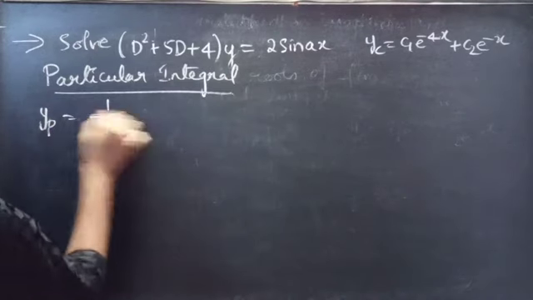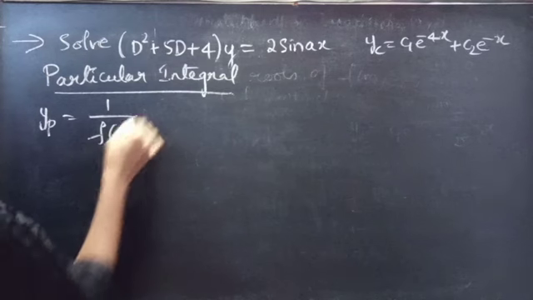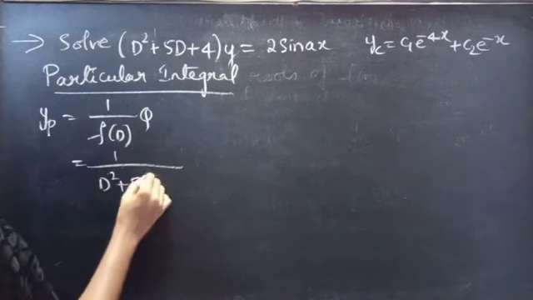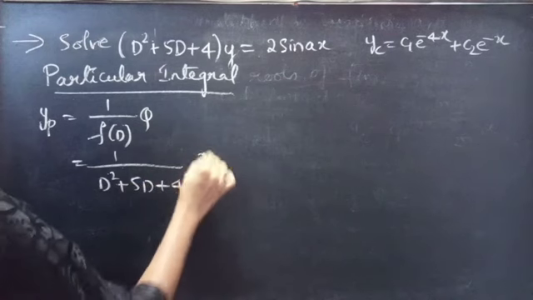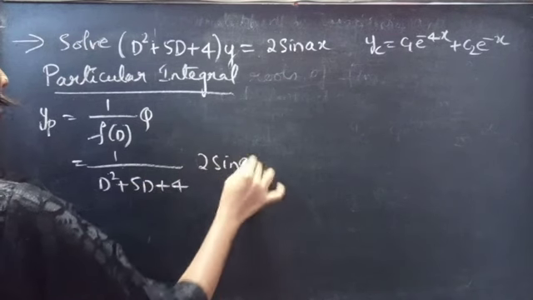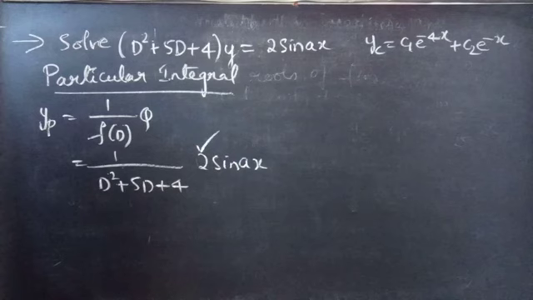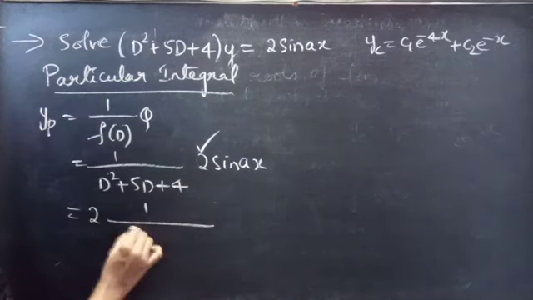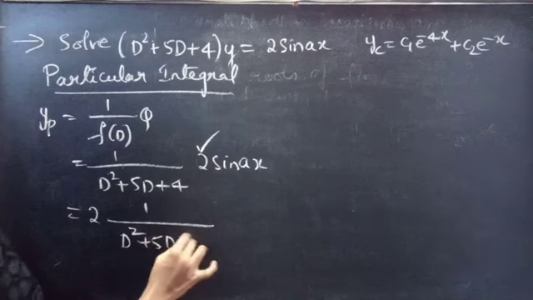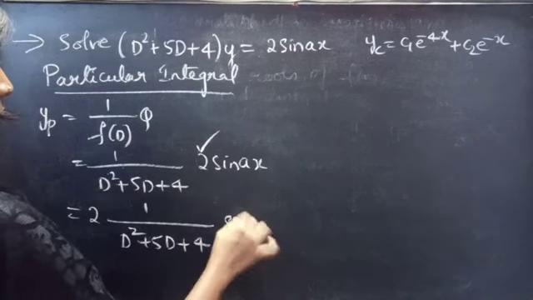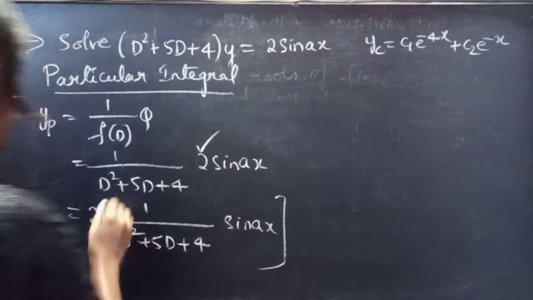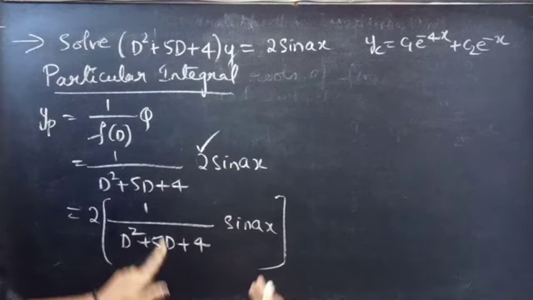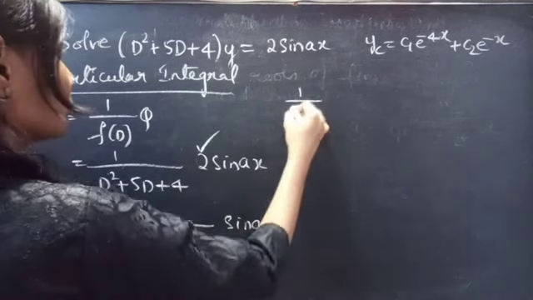Particular integral is given by 1 by f of D into Q. We have f of D, D squared plus 5D plus 4, into Q, 2 sine ax. Here 2 is a constant, so let's write it outside. We'll get 2 into 1 by f of D into sine ax. So the terms under the bracket look like 1 by f of D into sine ax, right?